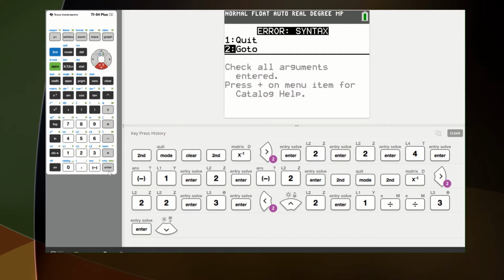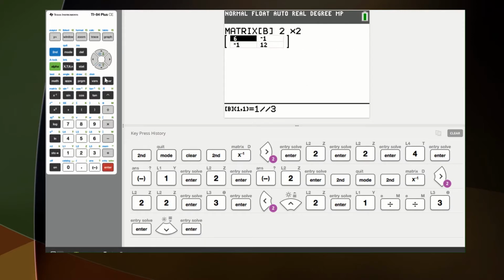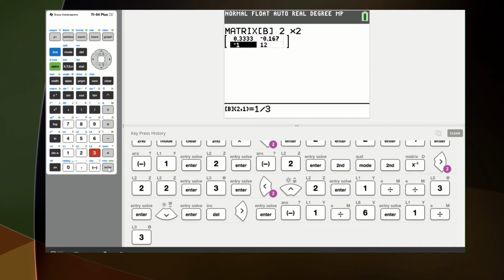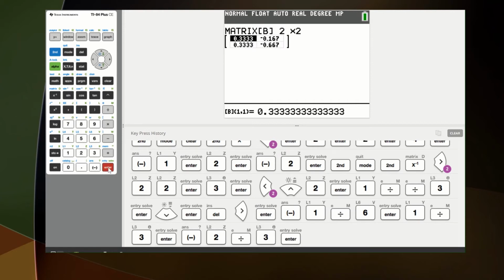What did we do wrong here? Oh, I inadvertently hit twice there on the division sign. I always love getting that, hey, idiot, you did something wrong message. All right, the next one is -1/6. Then we've got 1/3 again. And then -2/3. Okay, all right, that all looks good.